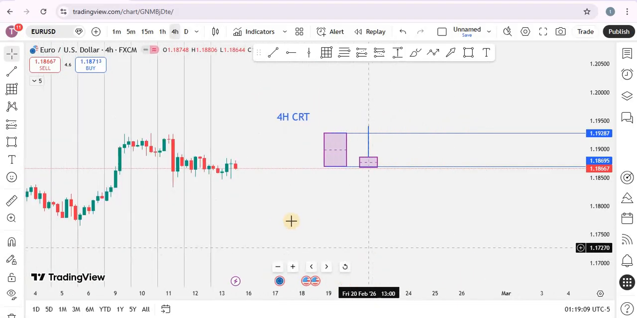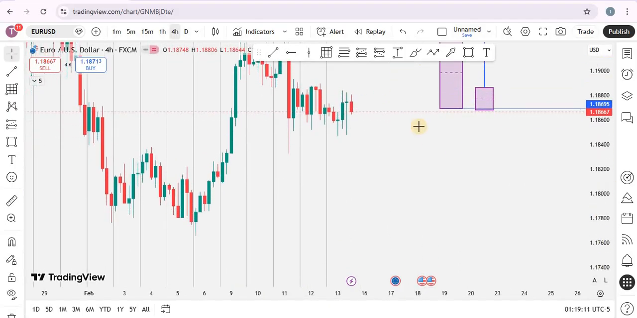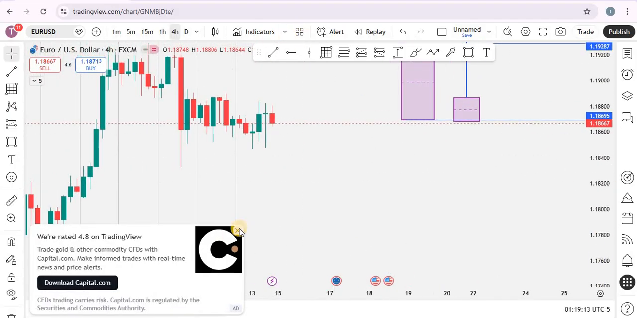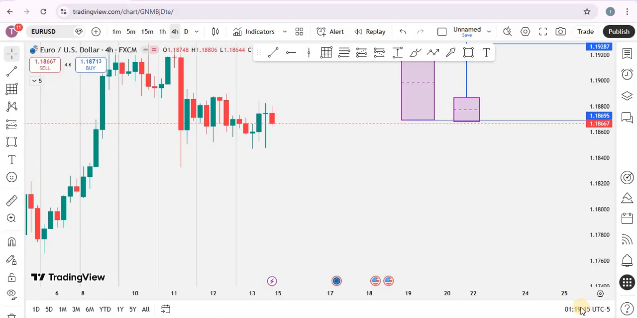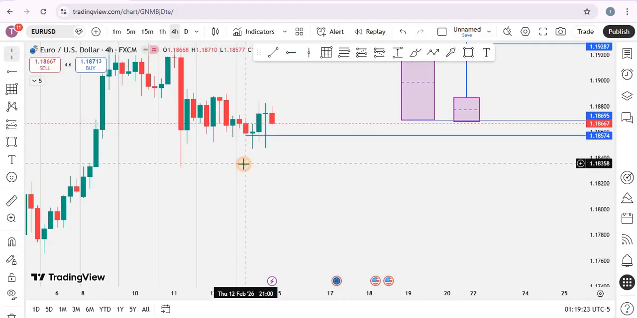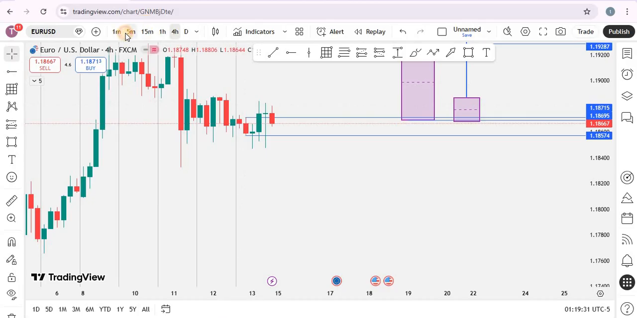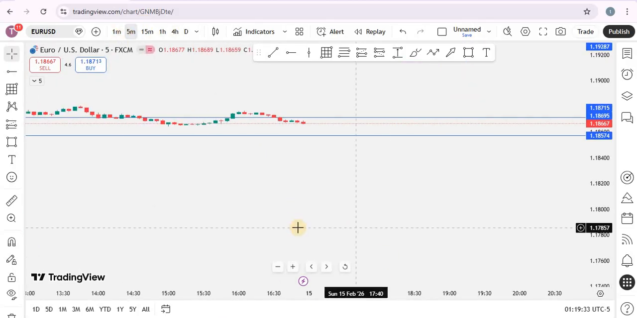Okay, so now let's go to the practical. As per our rules, UTC -5, chart on the 4-hour EURUSD. We have to mark the 21 PM candle high and low. Once you mark it, you will shift into the lower time frame.